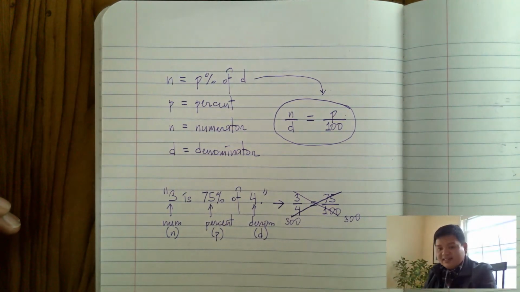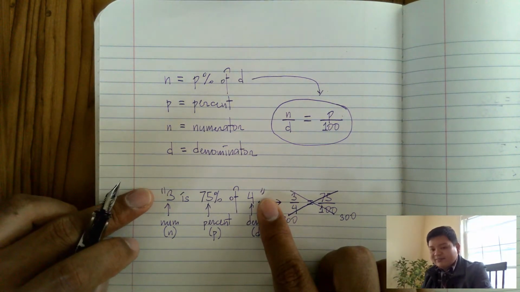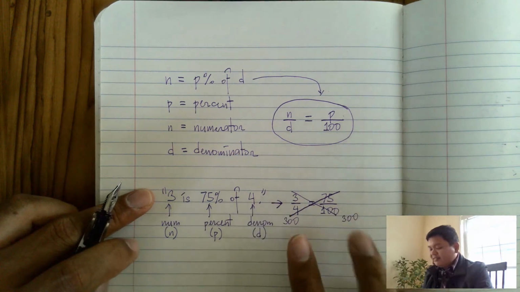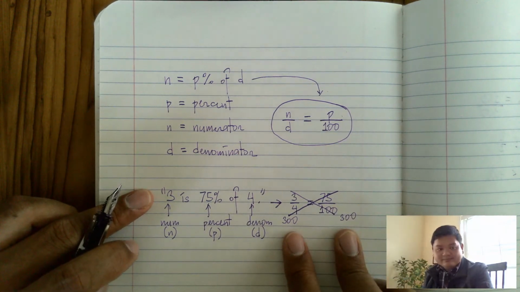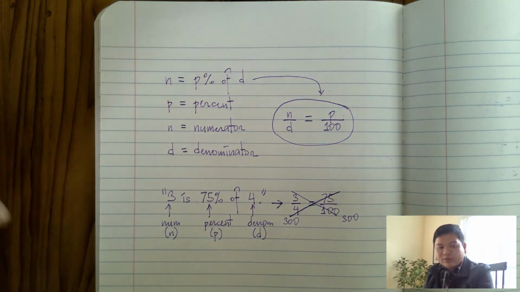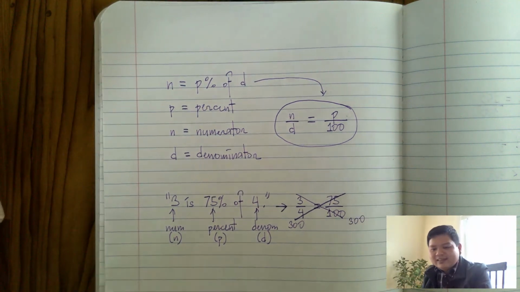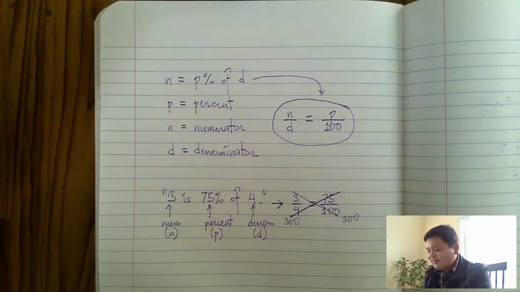So we can see that this statement, 3 is 75% of 4, is true because we checked it by cross multiplying. Since the percent proportion is a proportion, it can be solved if one of the numbers is missing. Take for example the sentence, what is 40% of 15?